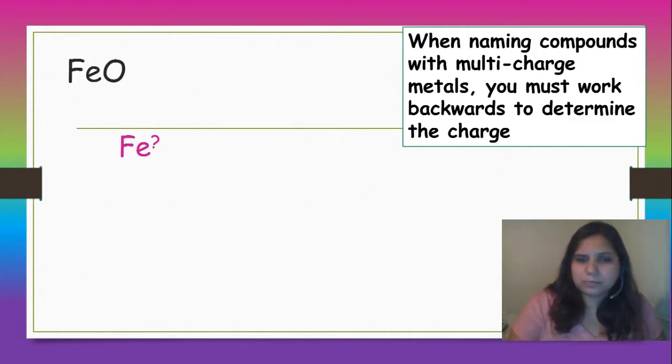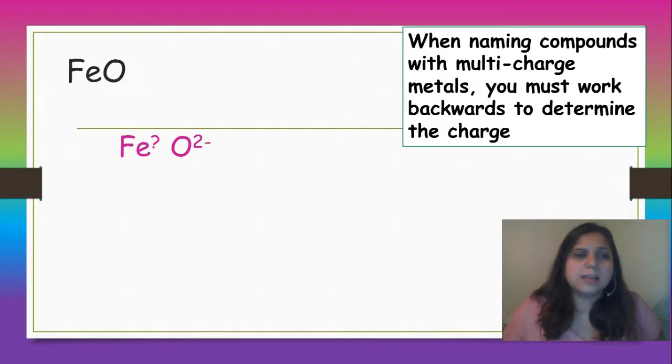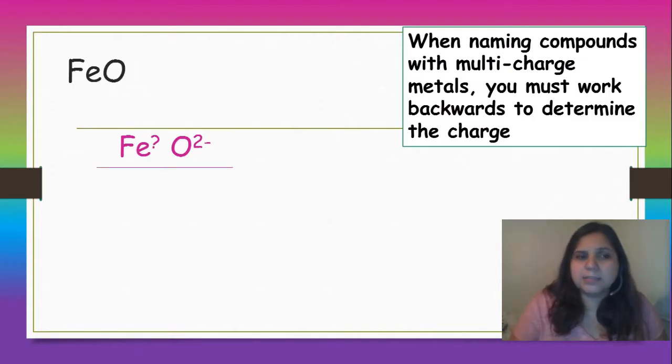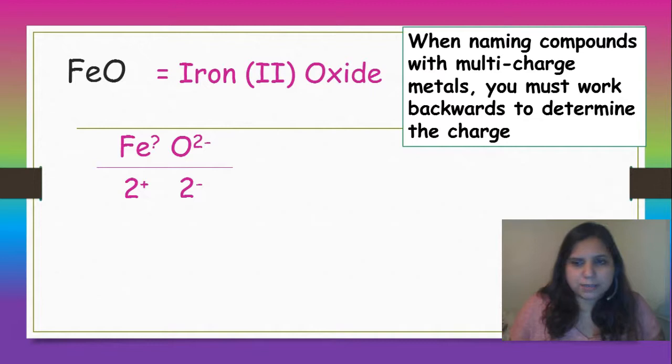FeO. So I have 1 iron, 1 oxygen. Oxygen I know is a 2-. And so what did iron have to be in order to cancel out that 2-? It had to be a 2+. And so if it's a 2+, that makes this iron 2. And this is iron 2 oxide.